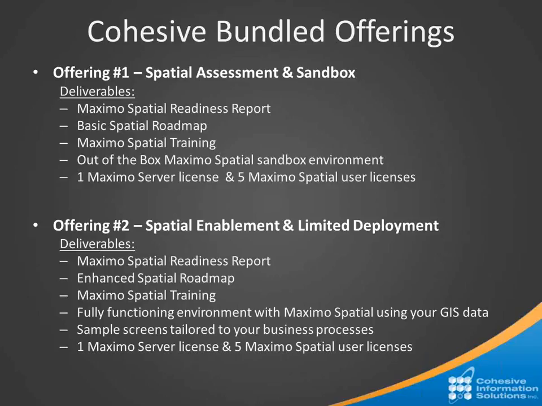Offering number 2 is really around spatial enablement and what we'll call a limited deployment. And the biggest difference between this offering and the first one I mentioned is that it's really built more with your data. So it's actually taking features out of your GIS, using data out of your Maximo system and putting it in an environment so that you can better assess what changes might need to take place on either side, if any, to get the two systems to work together. So those are two bundled offerings that Cohesive has put together, in conjunction with IBM.